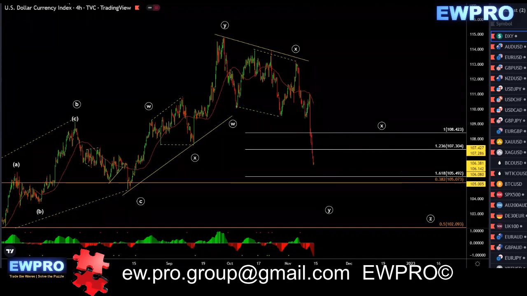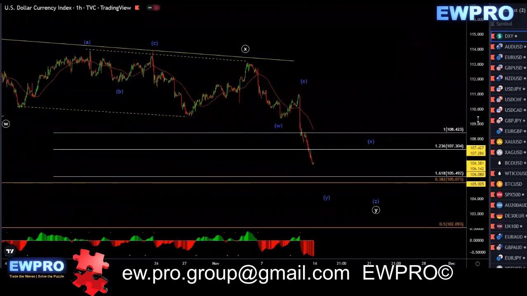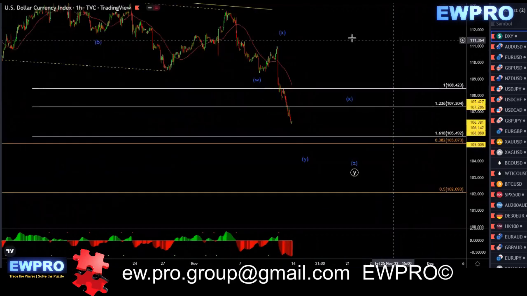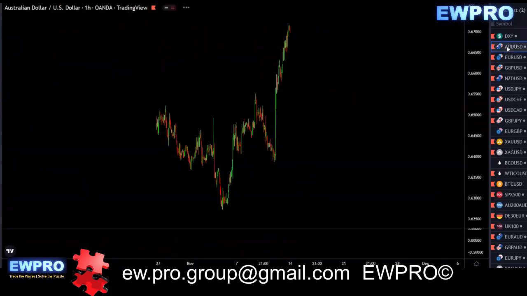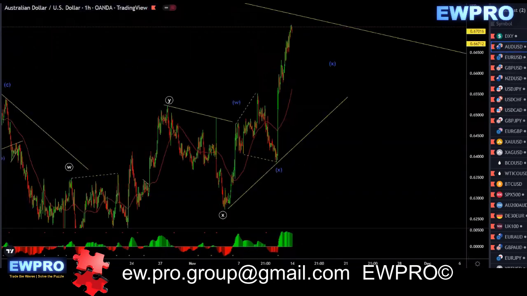At this stage, on the H1, you can look for a little flag in here, but it's more of a scalp. The safest way is to wait for the X2 and then look for that Z down, and that's pretty much across the board on all the majors. Most of the majors are looking very similar.